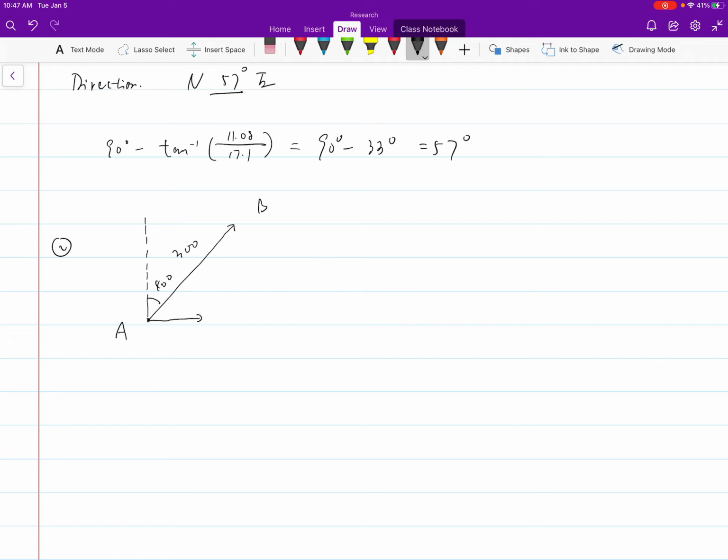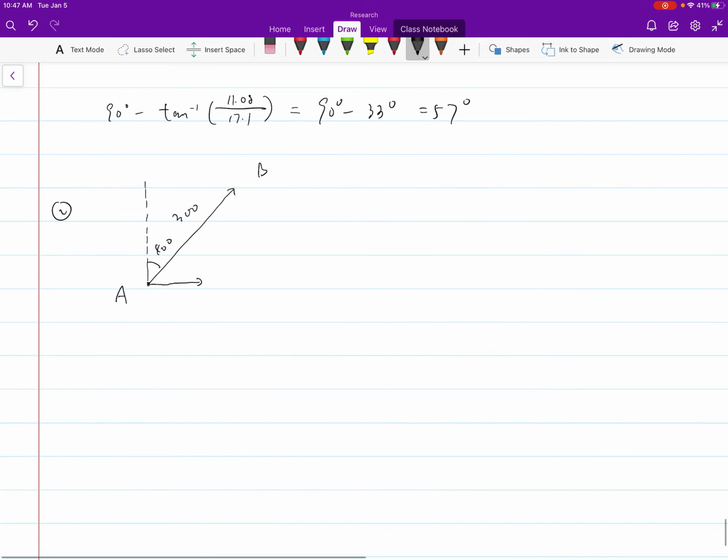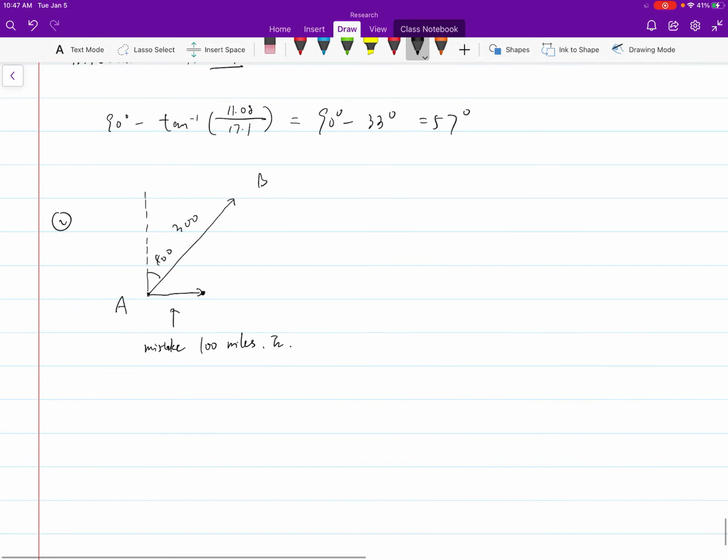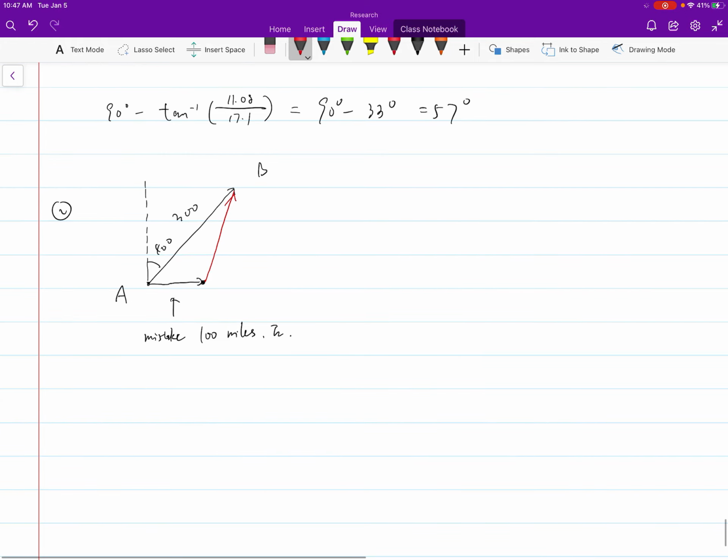So let's see. This should be airport A, this should be airport B. They're 300 miles away from each other. Great. But then I made a mistake. I flew east for 100 miles. East. But then I realized my mistake. I want to correct it. So now I want to actually go here. The question is, number one, how far are you? Let's call this C. The original question was how far are you from the airport? Let's just change it to find BC.